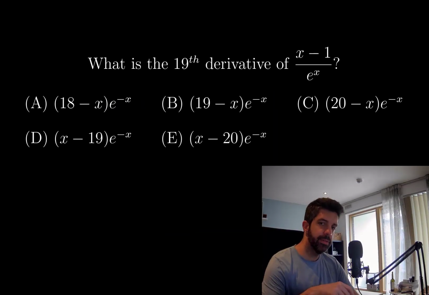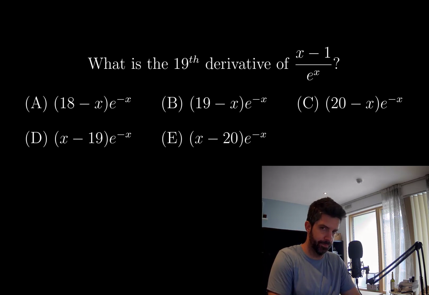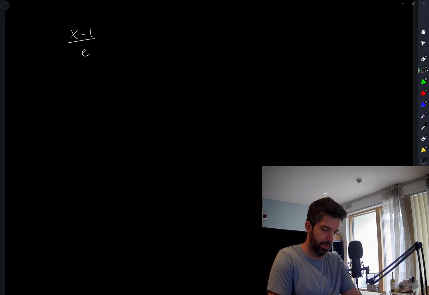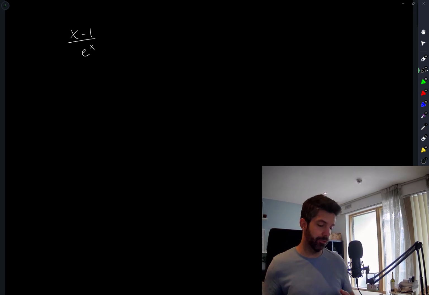What is the 19th derivative of (x minus 1) over e to the x? I mean, my first thought here is to take a derivative and then a second and then a third and see if I can figure out what the pattern is. But I think I'd rather work this out in some kind of general way.